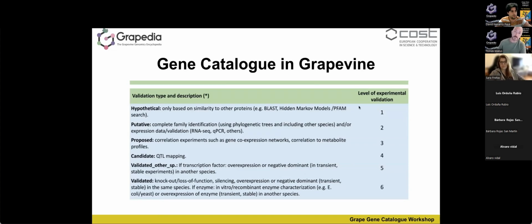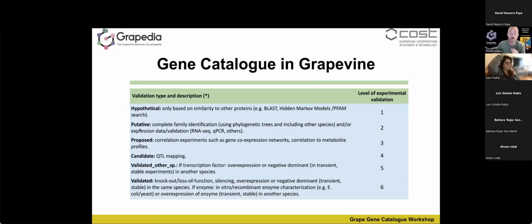So the experimental validation is a scale from 1 to 6, in which we have hypothetical genes at the first validation level, the lowest, which are simply genes that have been identified with a hypothetical function based on similarity to other proteins in other databases. And in this case, by using different search tools such as BLAST, hidden Markov models, or even performing motif search, right?